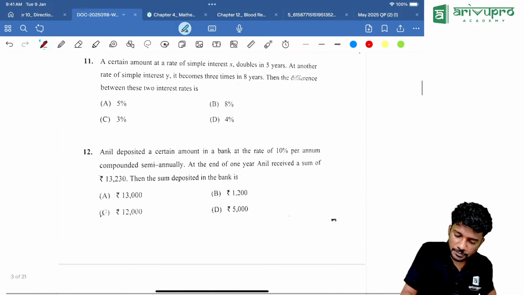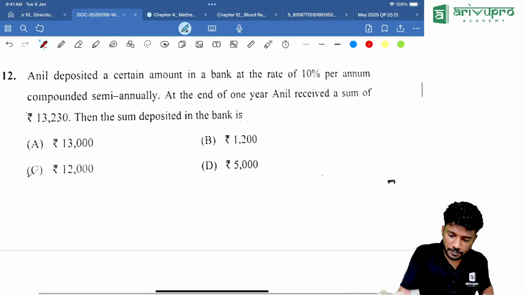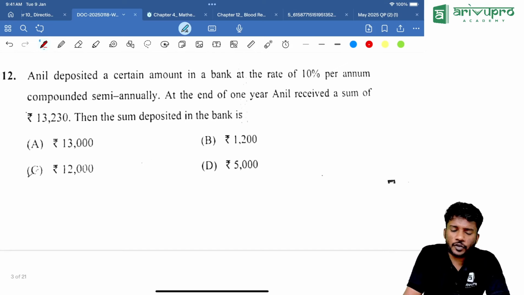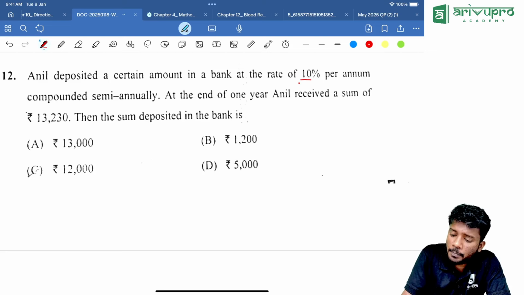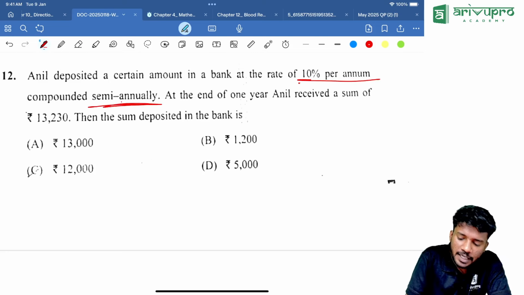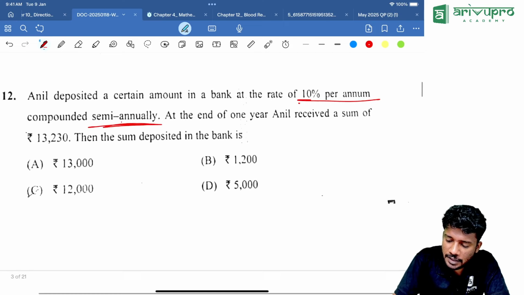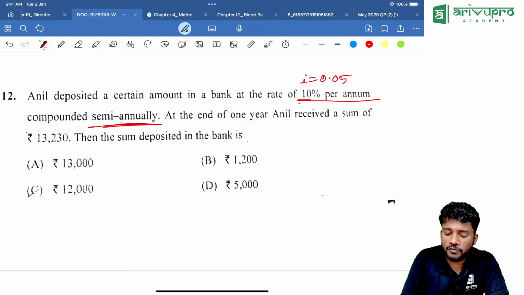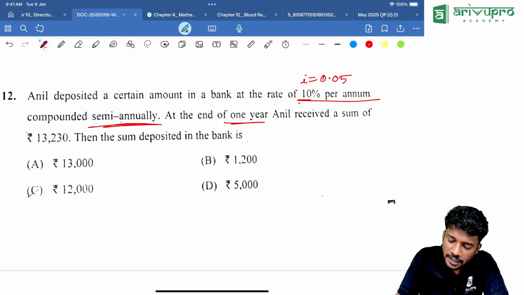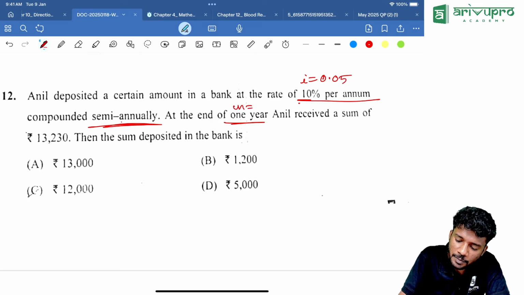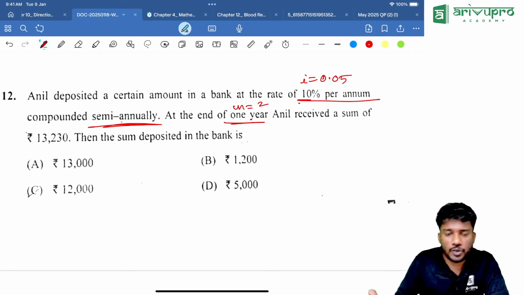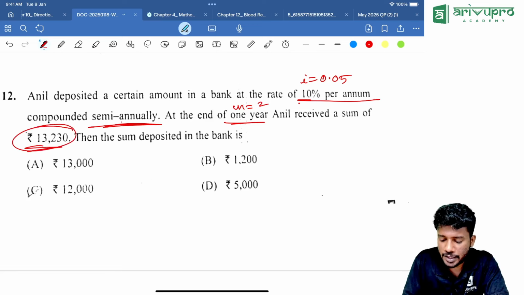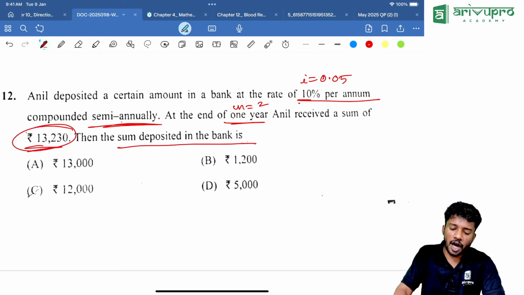Next one. Second last question. Anil deposited a certain sum of money at a rate of 10% per annum, compounded semi-annually. Compounded semi-annually means I will become how much? 5%, that is 0.05. Then at the end of 1 year, that means n will become 1 into 2, that is 2 years. Then received a sum of 13,230. Then the sum deposited is how much?